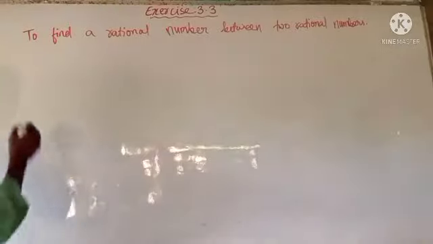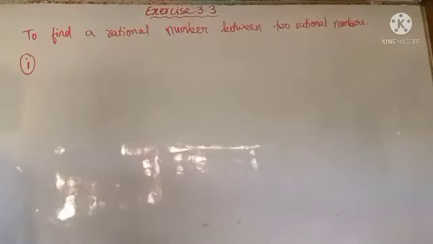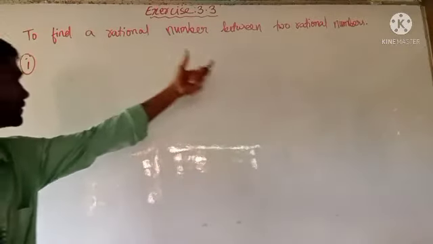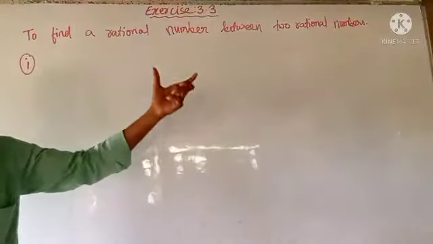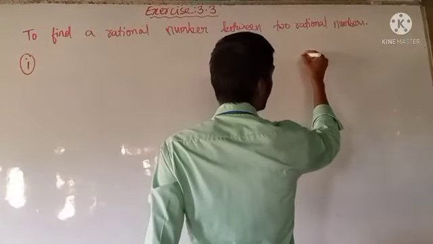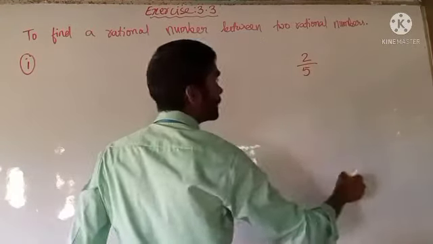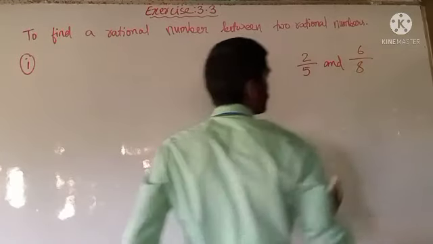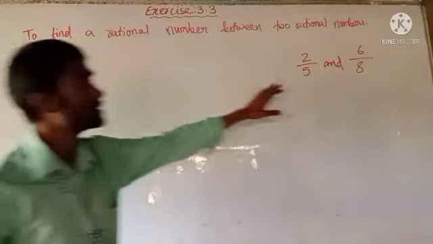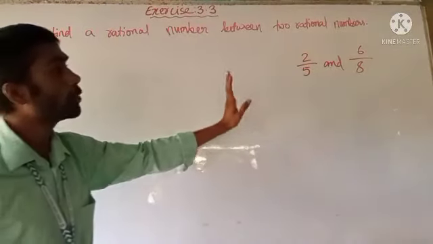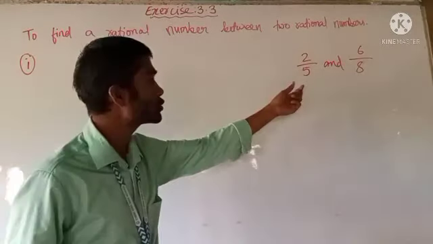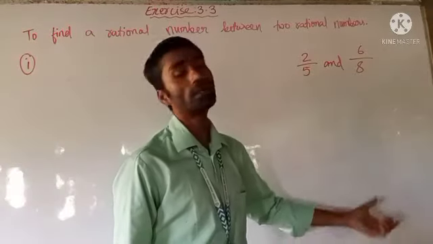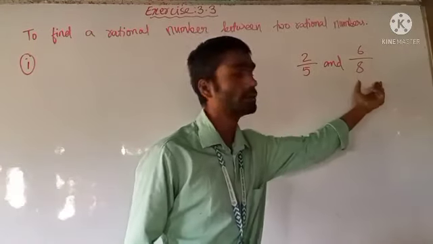There are two ways in which we can find rational numbers between two rational numbers. Now when we are talking about a rational number between two rational numbers, suppose I say 2 by 5 and 6 by 8, write a rational number between these two numbers. If we go on finding the rational numbers between these two, we will come across that we can find infinitely many rational numbers in between them.